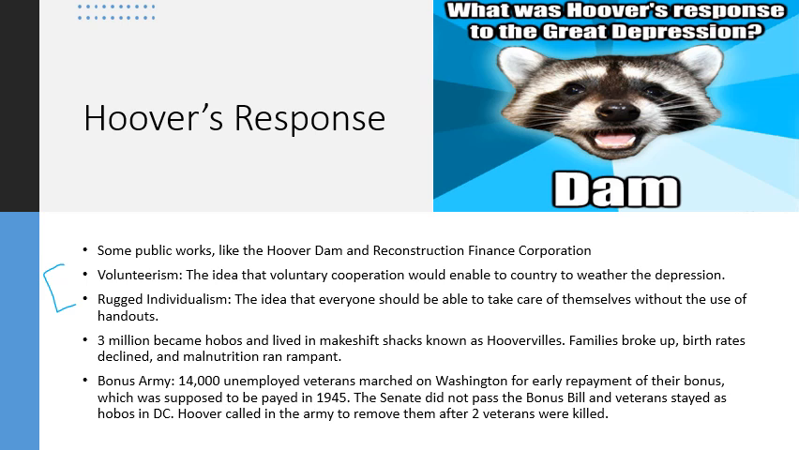They remind me a little bit of when we talked about the Gilded Age and we talked about social Darwinism, stuff like that. They're kind of reminiscent of those ideas. Right? So volunteerism is the idea that voluntary cooperation would enable the country to weather the Depression. So what does that mean? It means that, kind of like with the gospel of wealth, rich people should give charity and make sure that everybody's doing all right. Just like the problem with Andrew Carnegie's ideas during the Gilded Age was that people don't always do what they should do.